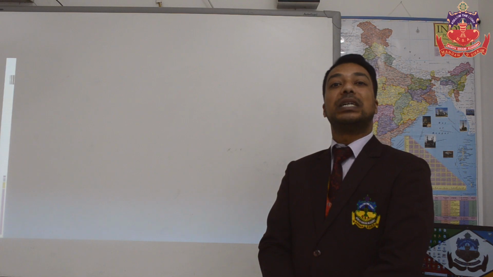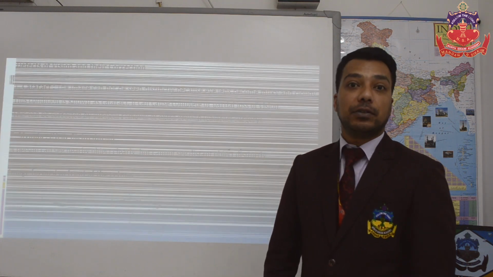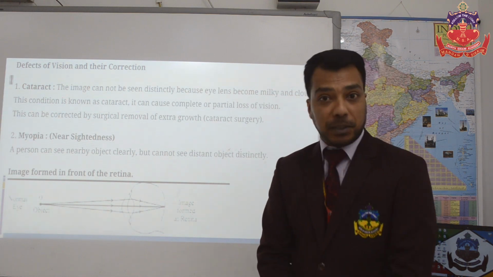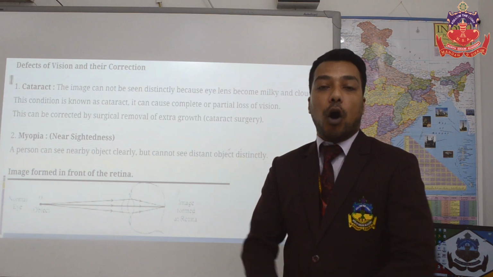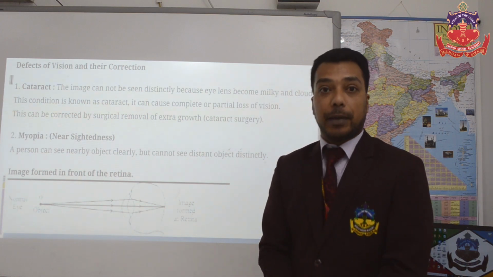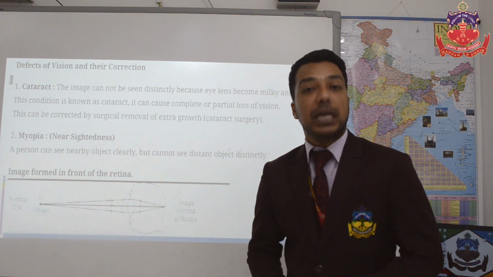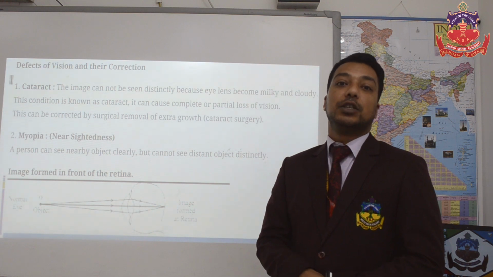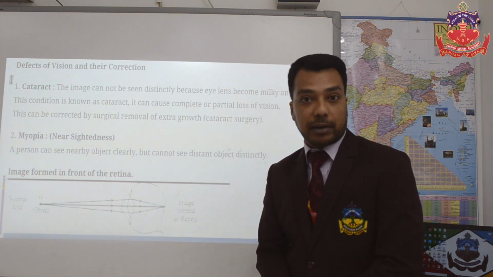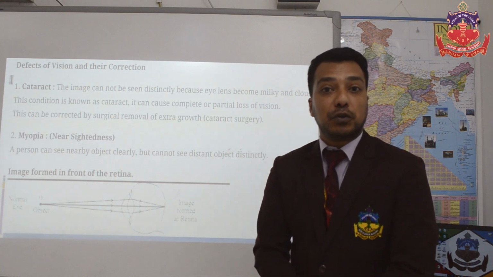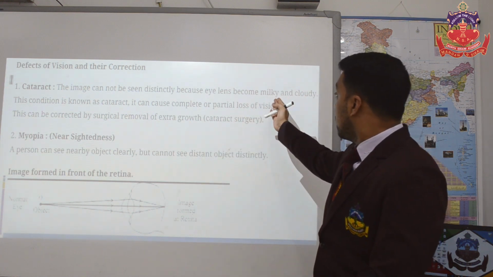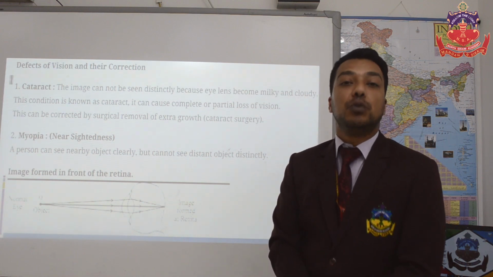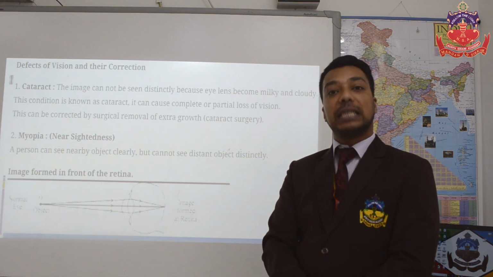Let us now move on to the next part of the chapter, that is defects of the human eye and their correction. Defects means the problems that occur or happen to a normal human eye. How they can be corrected is known as correction. The first defect that we have is known as cataract. Cataract means a milky or cloudy layer which is formed in front of the human eye. This type of sickness is known as cataract.